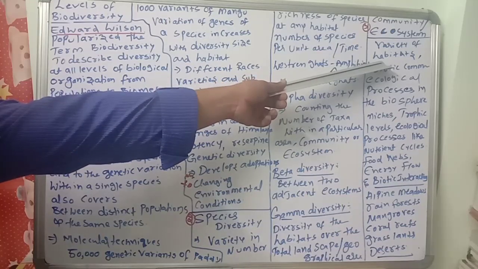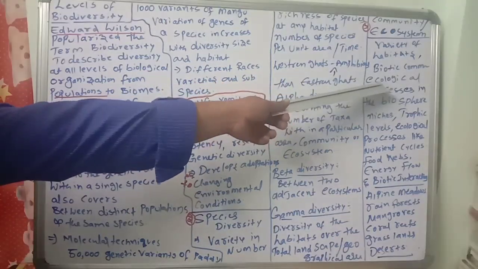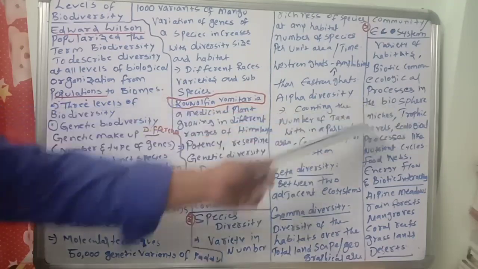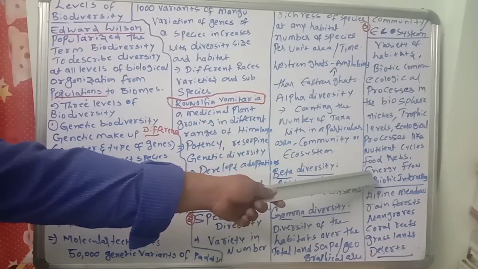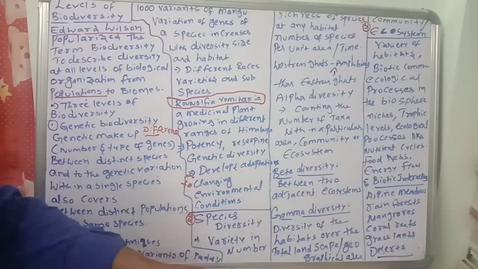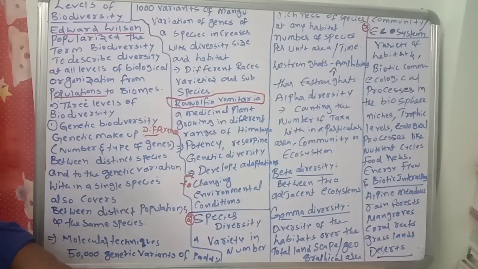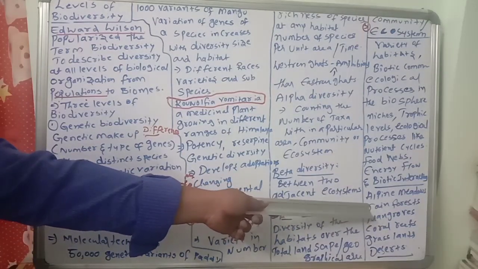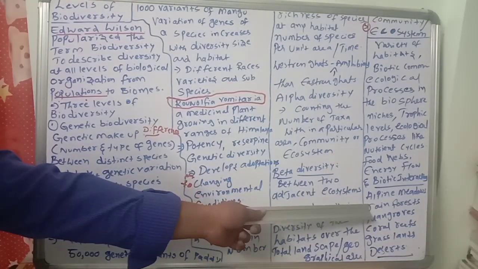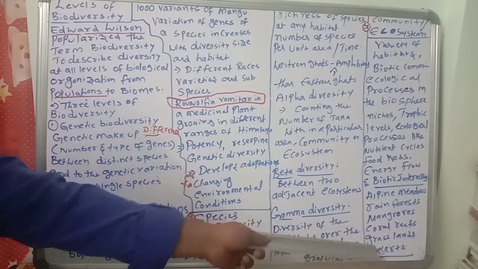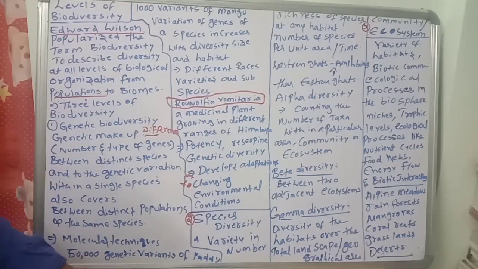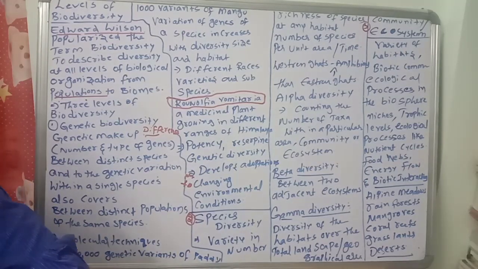What do you call it? It is a variety of habitats, biotic communities, ecological presence in the biosphere. Niches, trophic levels, ecological processes like nutrient cycles, food webs, energy flow, biotic interactions, like that. This all will tell community or ecosystem diversity. India, with its alpine meadows, rainforests, mangroves, coral reefs, grasslands and deserts, has one of the greatest ecosystem diversities on the earth.